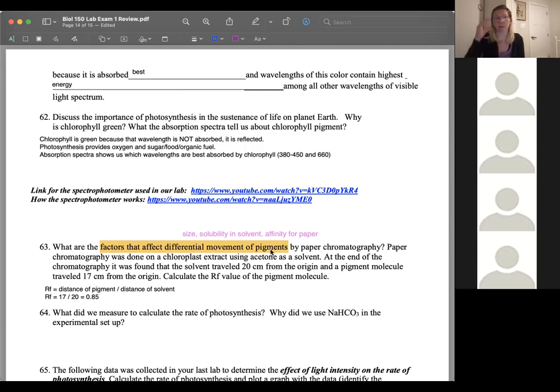And then the affinity for the paper just refers to how readily it sticks to the paper. So if a pigment has a high affinity for the paper, if it likes the paper a lot, it's going to stay put where it is. It's not going to travel. So you want it ideally to have a low affinity for the paper, so then it will be able to move along. It's not going to be stuck to the paper. It can travel through it or up it.